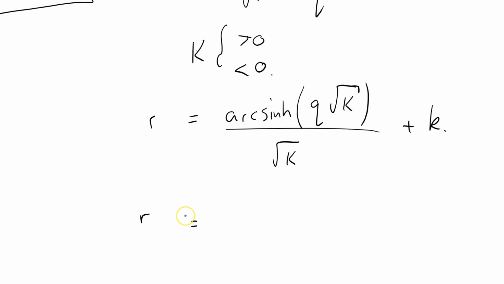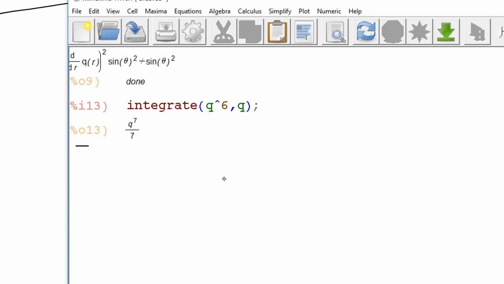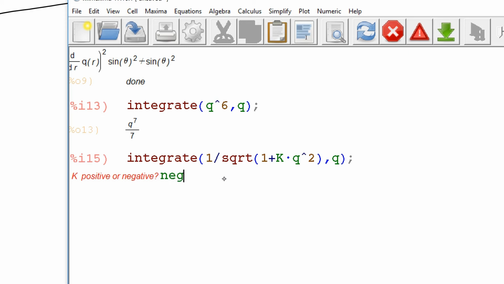And here r equals, well, let's do the other one. Let's scribble out that answer. Oh no, I've got to do the whole thing again. I can integrate 1 over the square root of 1 plus k times q squared with respect to q. Now it'll ask me again, and I'm going to say negative this time. Somewhat more complicated. Look, it's giving me some help here. I'm just going to write this on a bit of paper. Minus arc sine, not hyperbolic this time, kq over root minus k over root minus k.